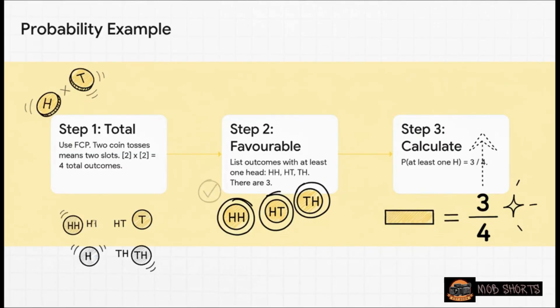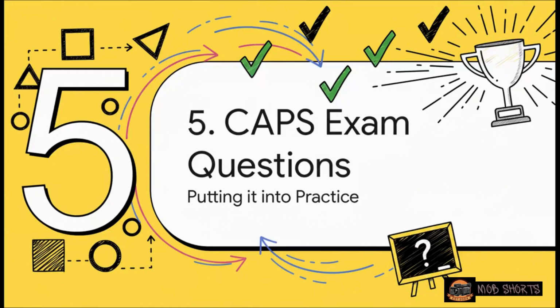So let's put it into action. Say we toss a coin twice. Using the FCP, that's 2 slots, right? One for each toss. We've got 2 choices for the first toss and 2 choices for the second. Multiply them together, 2 times 2 gives us 4 total possible outcomes. Then we just have a look and count how many of those outcomes fit what we're looking for. At least 1 head. Well, there are 3 of them, so our probability is simply 3/4. Easy as that. Okay, theory's done. Now for the bit that really matters. Let's apply this to some actual CAPS exam questions and see how we can lock in those marks.